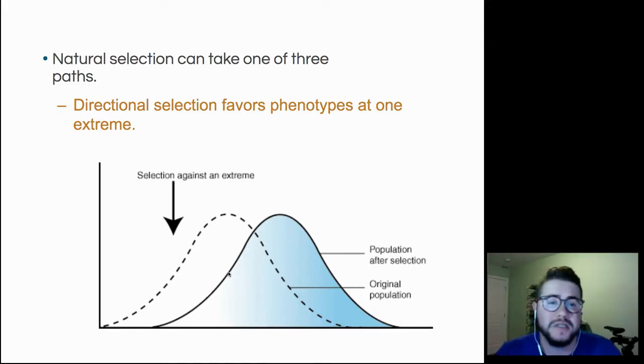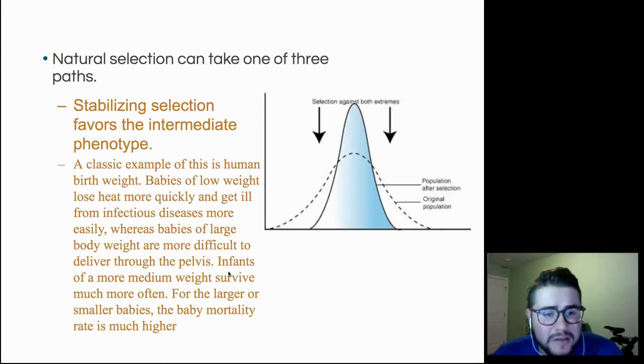That's directional selection. Stabilizing selection basically favors the intermediate phenotype. Again, the intermediary traits. A classic example for this is birth weight in humans. Generally, babies born with a low weight lose heat more quickly, can get ill from infectious diseases more easily, and die at a higher rate. And babies with large body weight make it more difficult to deliver them through the pelvis.